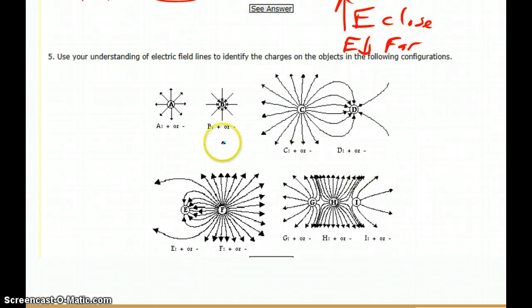Okay, 5, we're looking at being able to identify positive or negative. It's pretty straightforward. If the arrow comes out, it's going to be positive. If the arrow goes in, it's going to be negative. So arrows out, plus. Arrows in, negative.